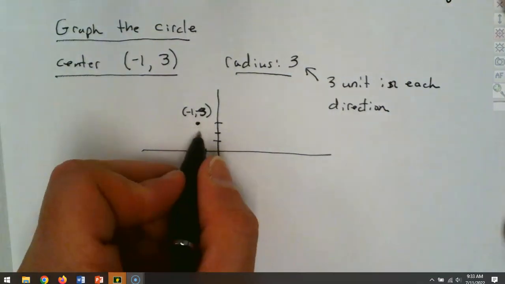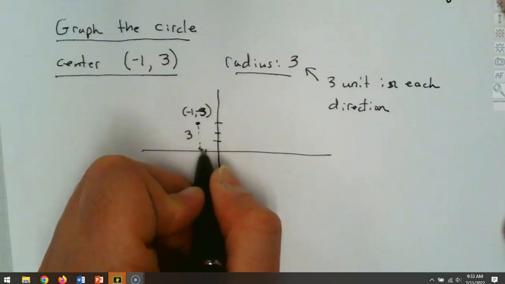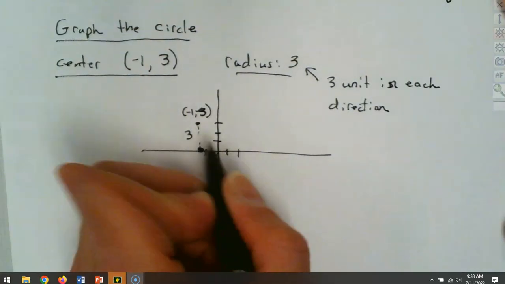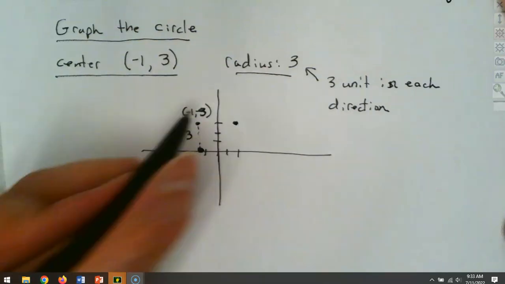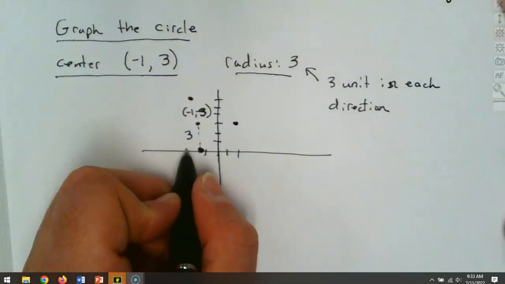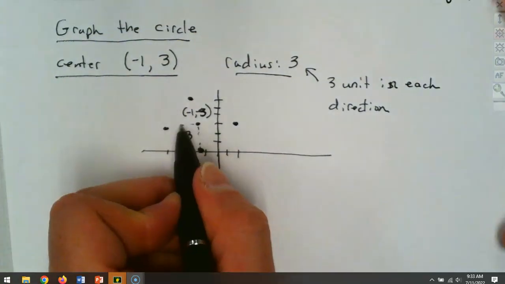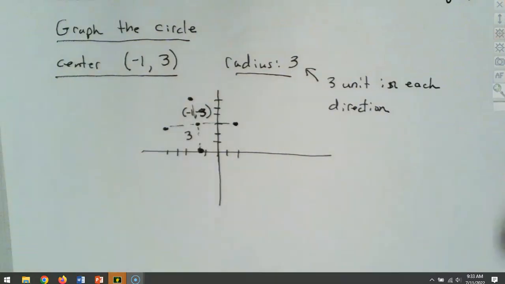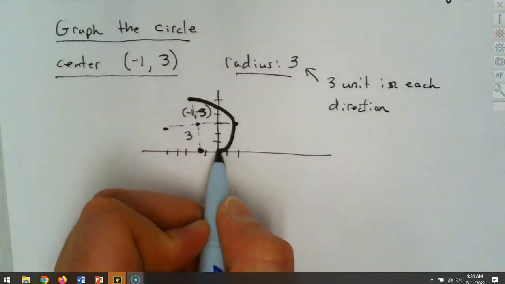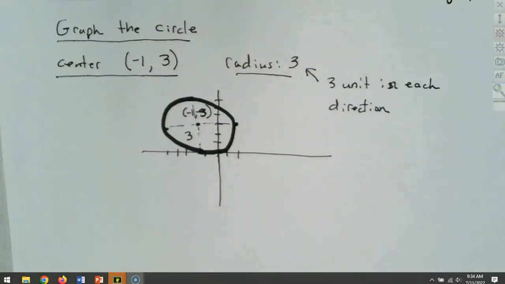So 3 units down, if we go down 3 units, is going to put it right about there. We're going to go 3 units forward, so 1, 2, 3. That's going to put another dot about right there. We're going to go 3 units up, so that's going to put a dot right about there. And then we go 3 units back, and that's going to put a dot about there. So there are 3 units in each direction, right? Now you just connect them together, and that makes your circle. So there is your circle. So 3 units in each direction.